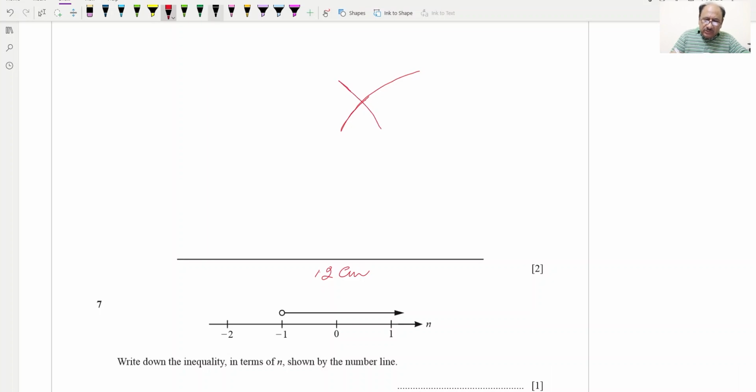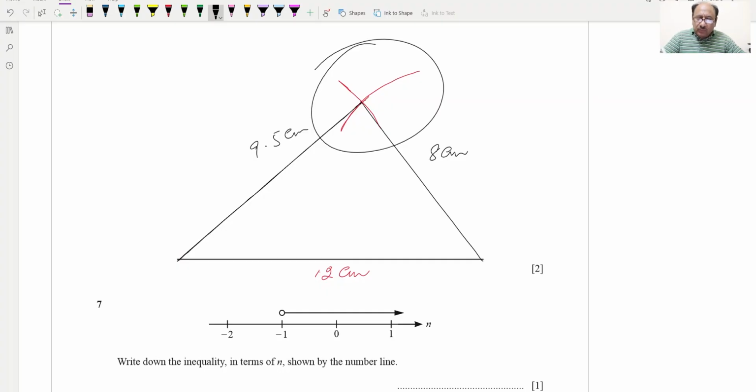And now we can join the points. This side will be 9.5 and this side will be 8 centimeters. We can write here 8 centimeters and this side would be 9.5 centimeters. These are the arcs which we will have to keep. Don't erase those arcs, and this is a 2 marks question which we have done.